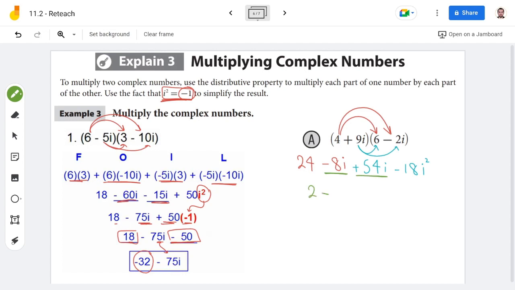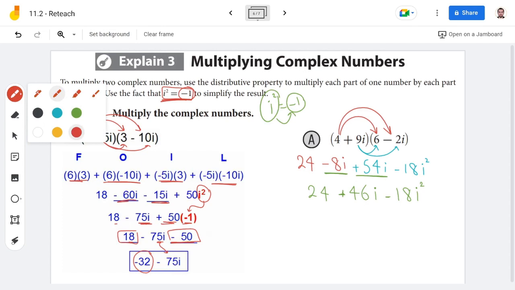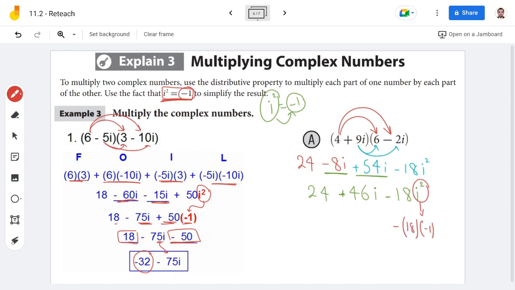Now let's rewrite the question. 24, positive 46i. Then minus 18i squared. We know that i squared is equal to negative 1. So I will replace i squared with negative 1. So I have to replace this one with negative 1. So it will be negative 1 multiplied with 18, plus 46i plus 24.